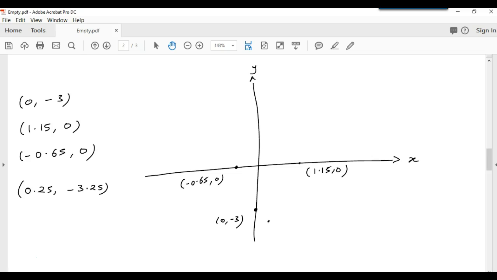and my turning point. And once that is done, we just have to finish it off with a beautiful looking curve. That's it for today.